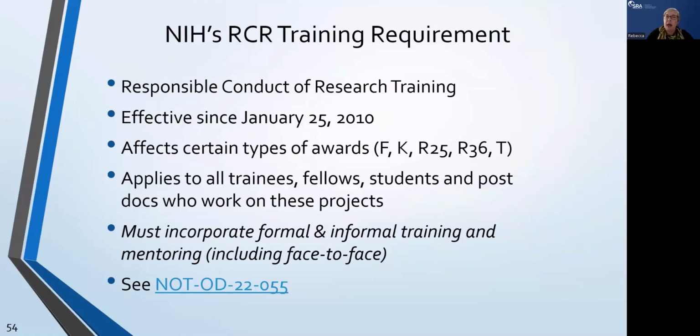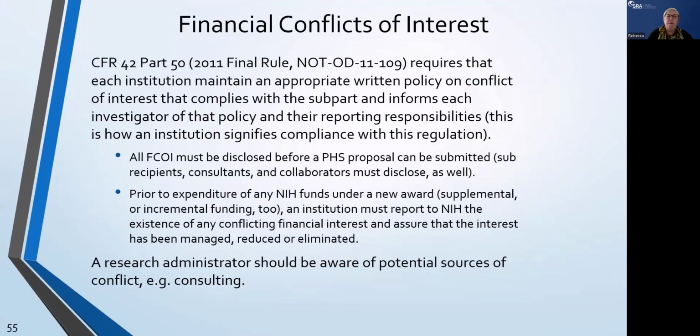NIH has a responsible conduct of research training requirement that's involved with certain mechanisms. Financial conflicts of interest: NIH requires that an institution have a written policy on conflicts of interest that complies with the regulations. The way most institutions handle this is they get their PIs to report significant financial interests, which are potential conflicts. But the only time the institution has to disclose to NIH is when there is a financial conflict of interest.